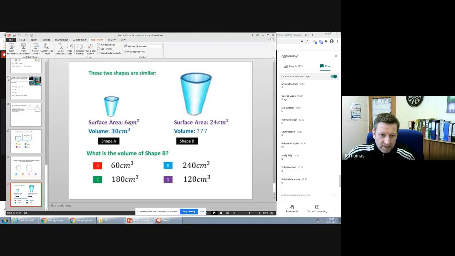So 24 divided by 6 is 4. So the area scale factor is 4. Square root that to get the linear scale factor. Square root of 4 is 2. So linear scale factor is 2. Cube that to get the volume factor. 2 cubed is 8. So the volume factor is 8. So my new volume is 30 times 8, which was B again, 240. I'm sure they don't all come out as B on the real quiz. And that's it. That's this topic done. That would be 3, possibly 4 marks up in the higher echelons of the paper.